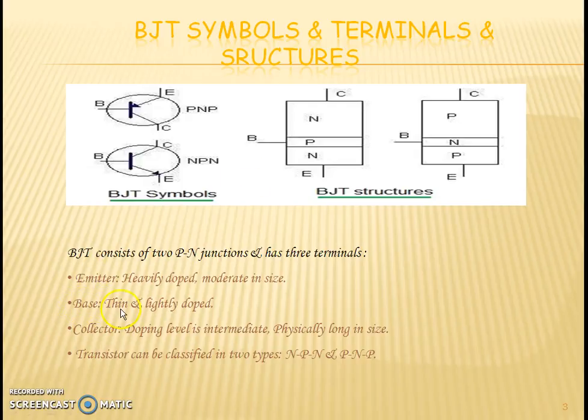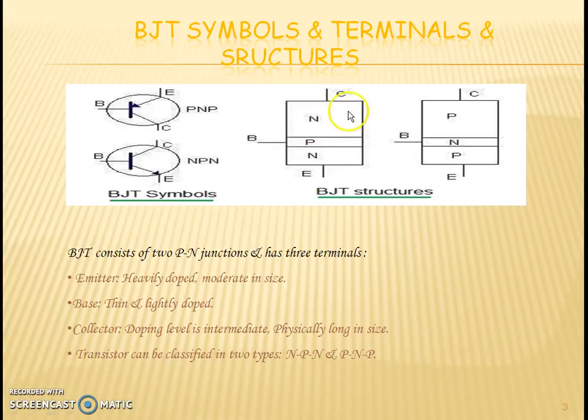Now we come to the base. The middle section of the transistor is called base, and it is a very thin and lightly doped region. The base emitter junction is forward biased, allowing low resistance for the emitter circuit. The base collector junction, this one, is reverse biased. That is, it offers high resistance in the collector circuit.